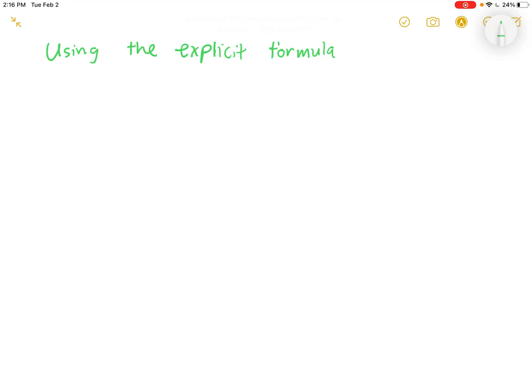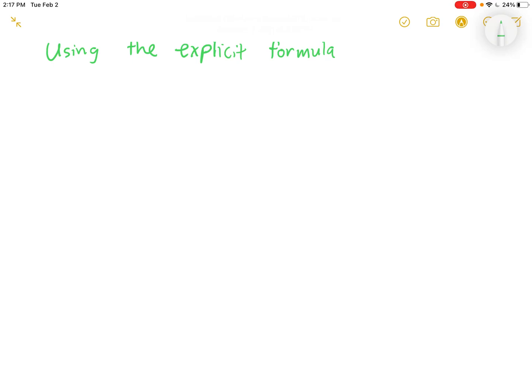So today we're talking about the explicit formula to figure out sequences. Now, previously we've been using the recursive formula, which is still valid. The recursive formula is how we think about sequences, but the explicit formula gives us different information about the sequences and makes it a lot easier to find specific numbers within a sequence.